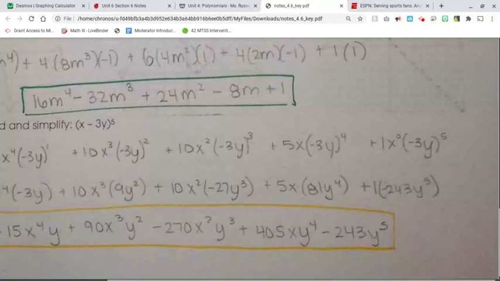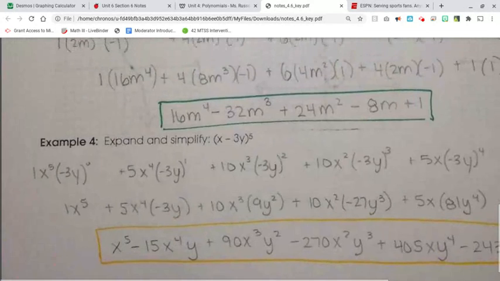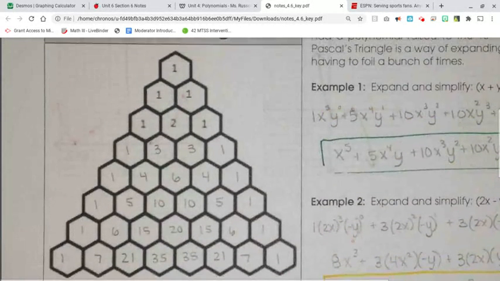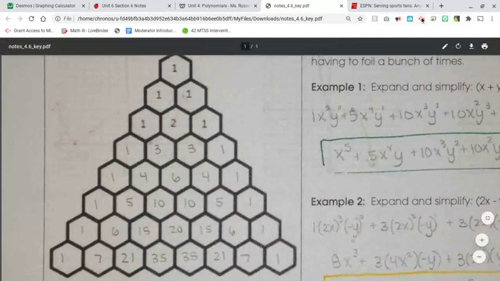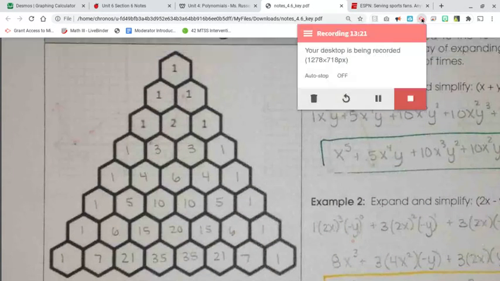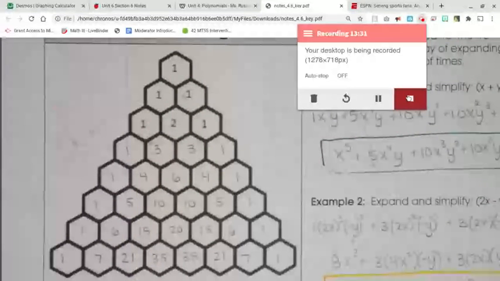So these are all your examples on how to expand and simplify polynomials, and you definitely want to use Pascal's triangle as you go through that process. So write these down, go through the video again if you need to get a deeper understanding of it after you've written it down, and you will use this to complete the 6.6 worksheet.